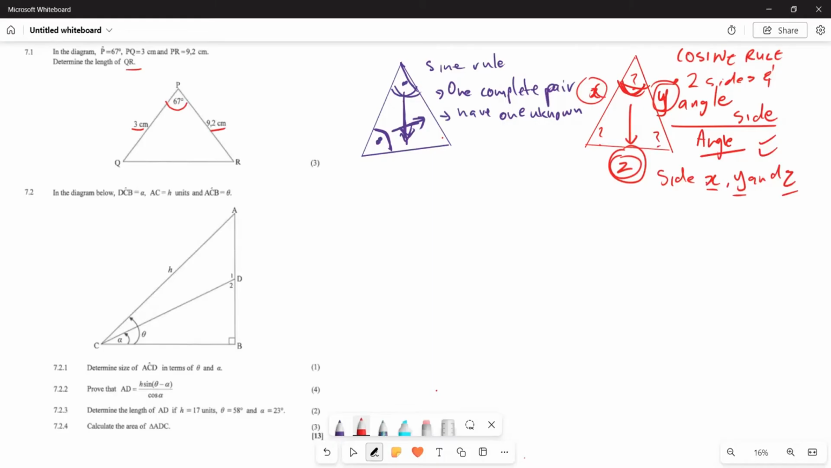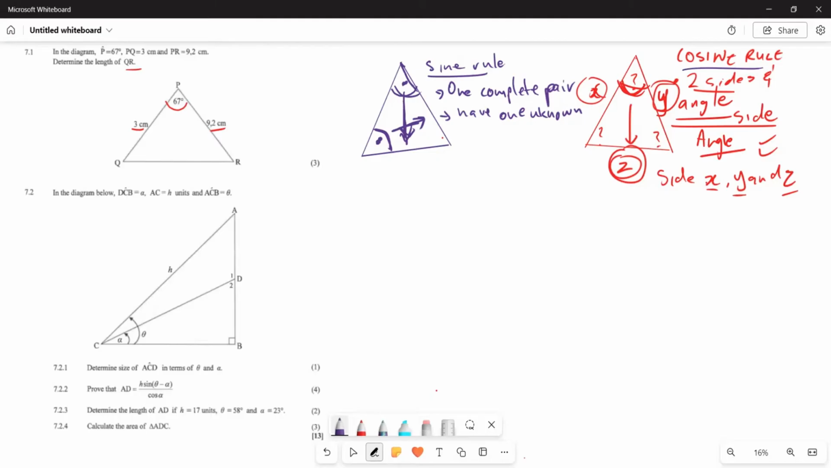And for your side, you must have what? You must have your two sides and your angle in between, right? This is just a reminder so that you are in a position to remember which rule to apply, either your sine rule or your cosine rule. Now let's come back and see this one.